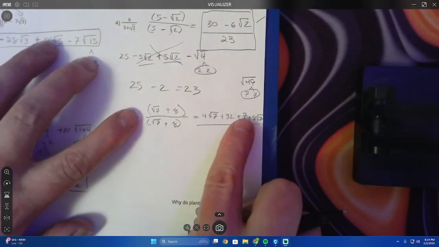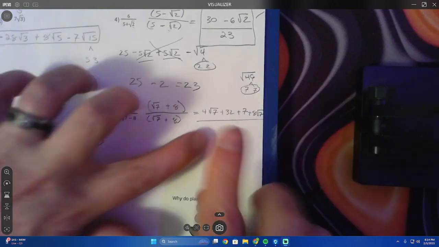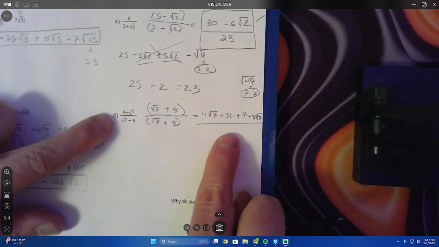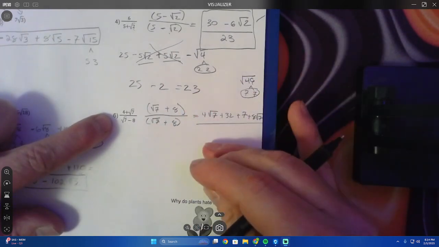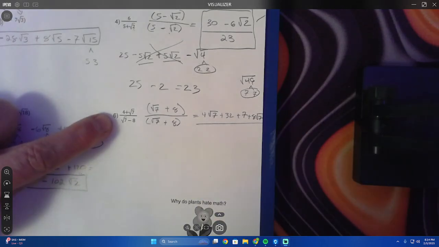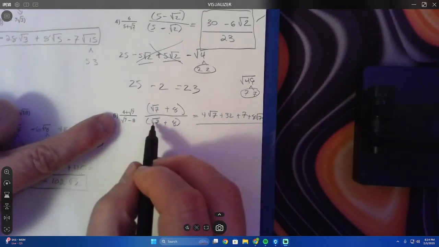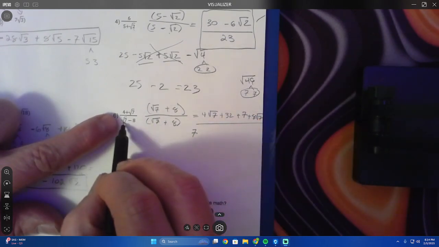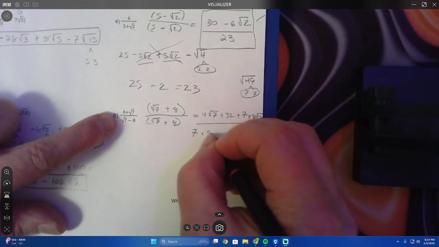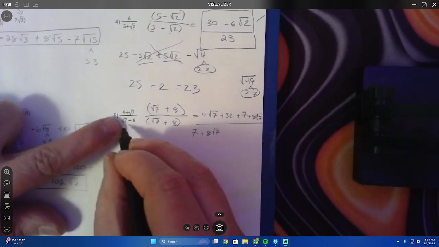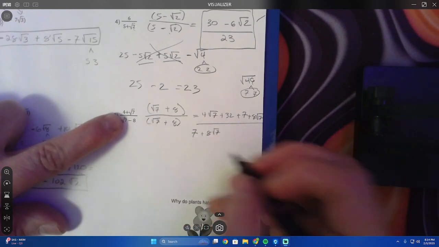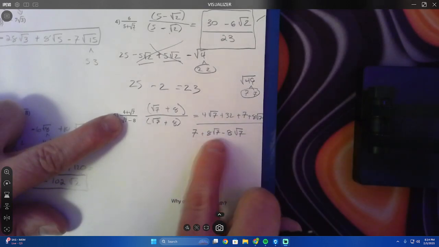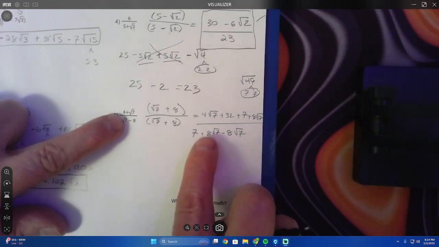So that was me FOILing the top. I already see I can combine some like terms, and I'll do that in my next step. Let's go ahead and finish our FOIL on the bottom here, and then we'll simplify both the top and the bottom on the next step. So when I do square root of 7 times square root of 7, we already said that's going to give me 7. Square root of 7 times 8 is plus 8 root 7. Negative 8 times square root of 7 is negative 8 root 7. Good, those middle terms are going to cancel out. I know that's my goal here.